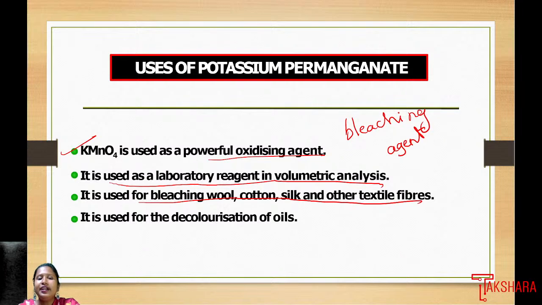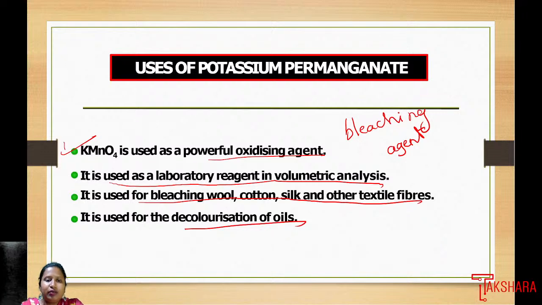Next we have, it is used for the decolorization of oils. So while manufacturing oils, if the oil contains any color, in order to remove that color of the oil, we are going to use the reagent potassium permanganate. So potassium permanganate will be used for the decolorization of oils.